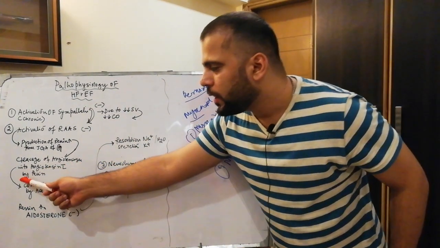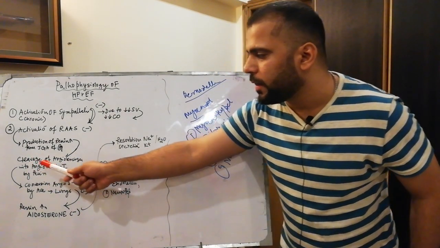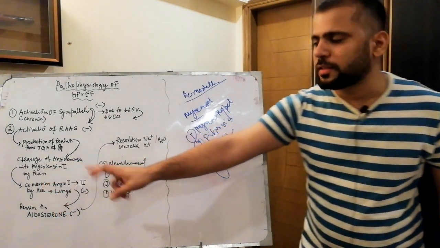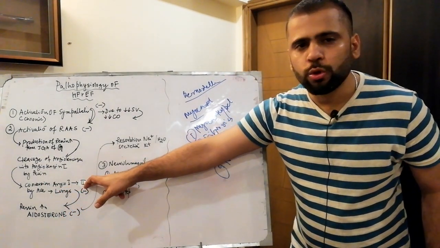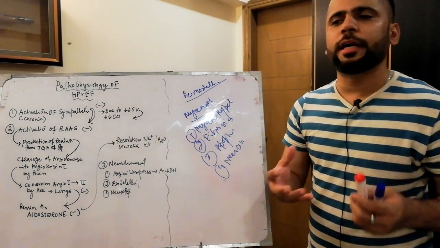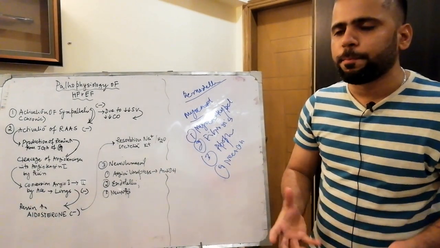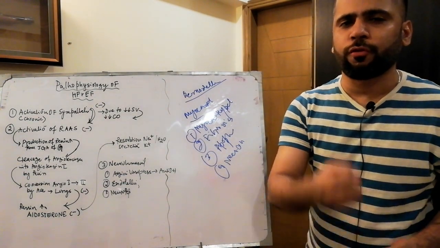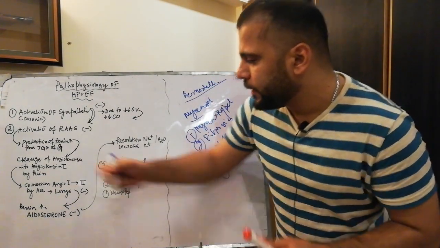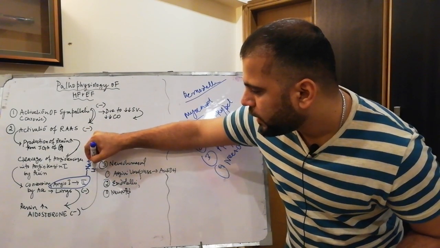Then this angiotensin 1, with the help of ACE, angiotensin converting enzyme, is converted into angiotensin 2, and then angiotensin 2 does what? Angiotensin 2 increases the sodium resorption and maintains the stroke volume by increasing the blood pressure, because it retains the sodium and the water from the kidneys. So this angiotensin 2 resorbs the sodium and water.